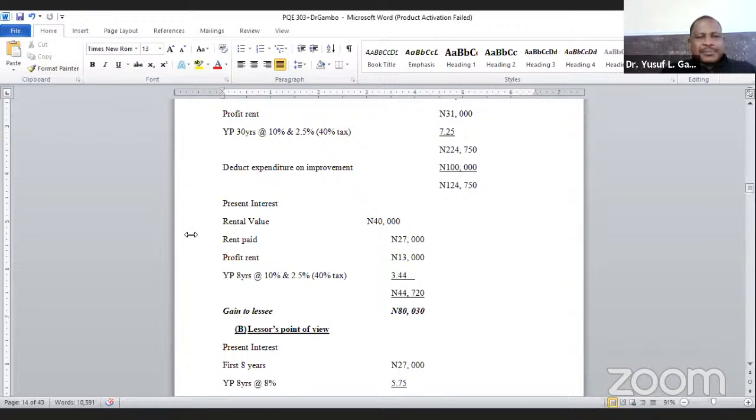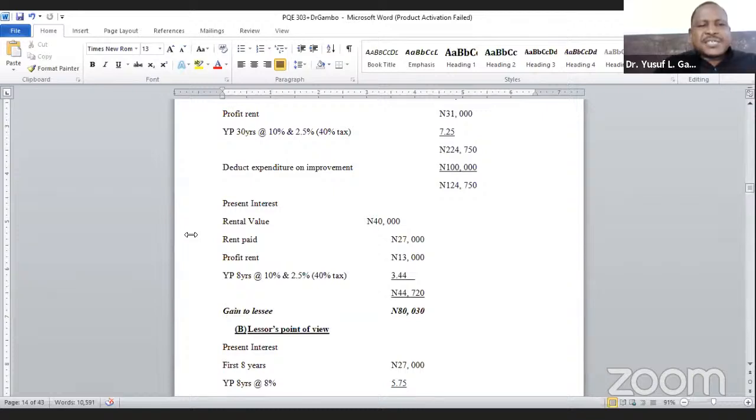Now we have the FRV at the present, which is 40,000. You have rent paid, which is 27,000. When you less that, you have a profit rent of 13,000. So YP 8 years, and you all know why we have 8 years, not 40 years, not 30 years again.